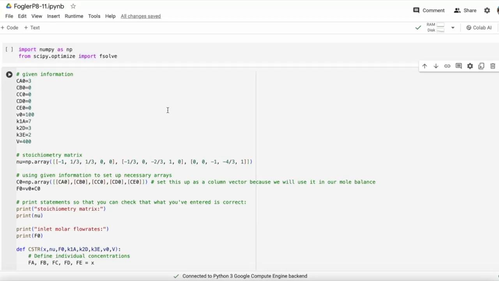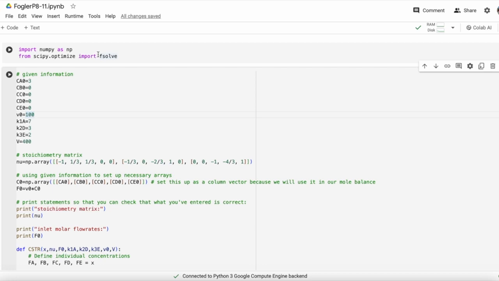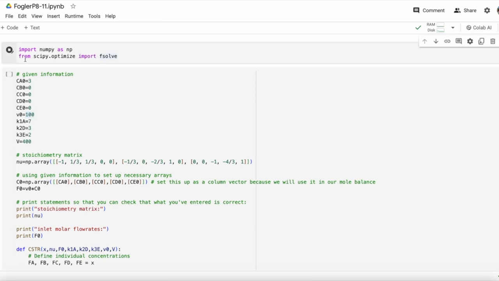So here I have basically the code needed to solve the CSTR problem loaded into Google Colab. I'm going to solve this using Python, and I'm going to use the fsolve solver. So the first step is to load that information into Google Colab. I'm going to click this play button, and that's going to run that piece. All right, so now this cell is solved for.